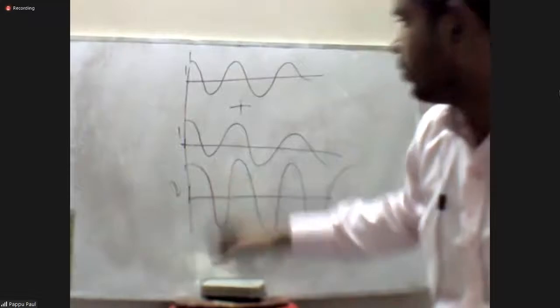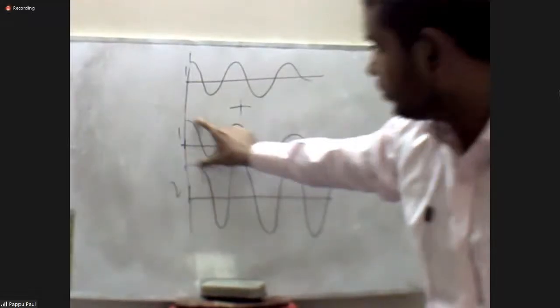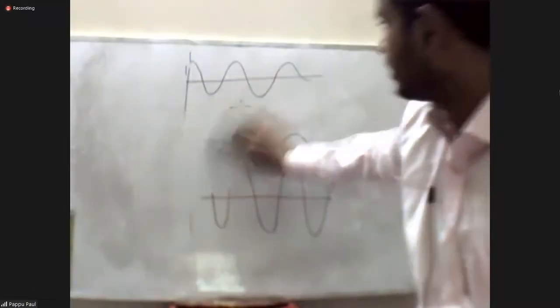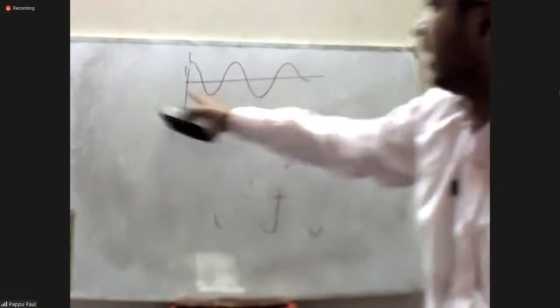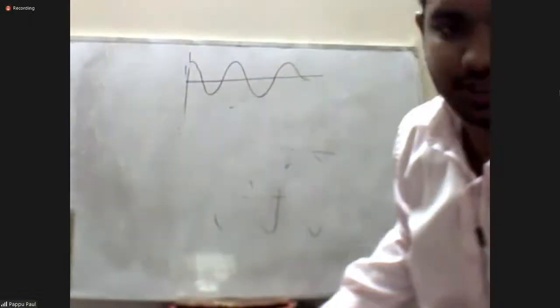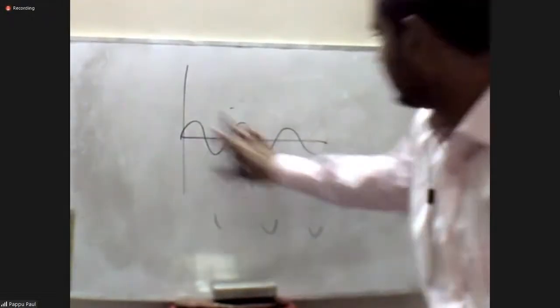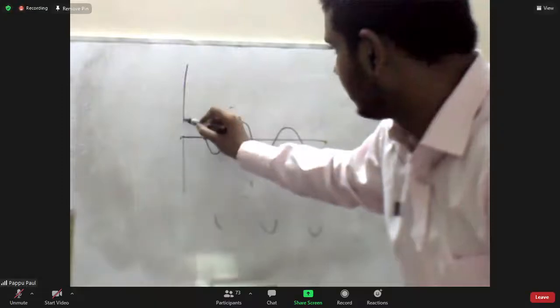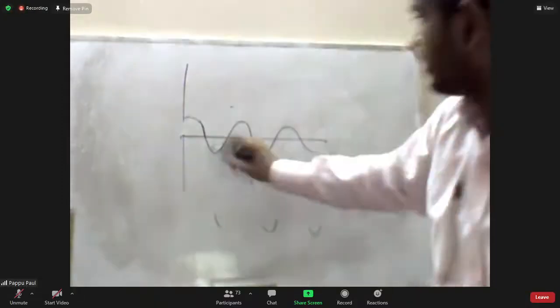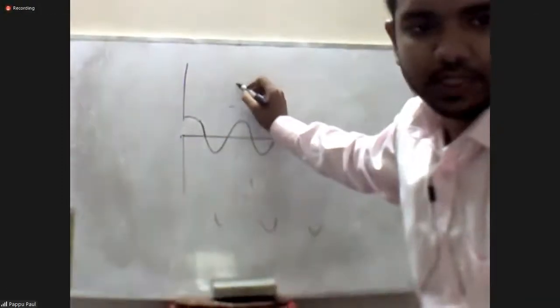Go back to the board again. If you have one wave in the x direction and another wave in the y direction, what will be our superposition? Okay, so let's consider this. You have a graph. Let's consider the cos graph. So we need to start from here. What will be the equation of this?